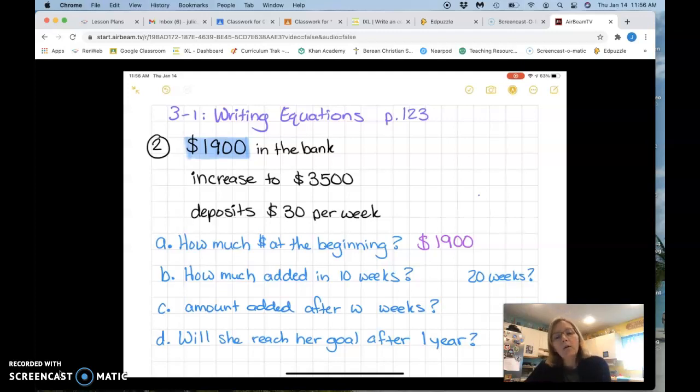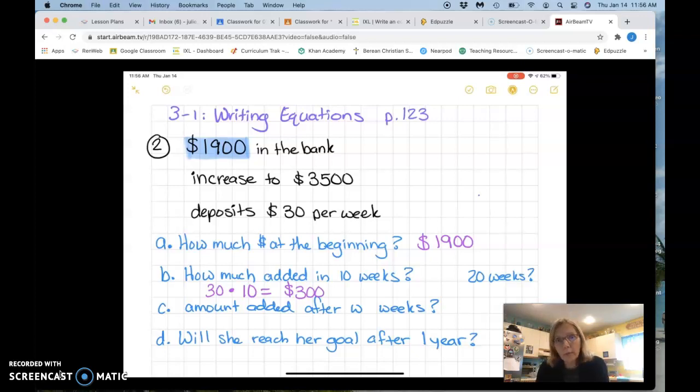Now it asks, how much will she add to her account in 10 weeks? So how much is she adding per week? $30 times 10 weeks. And 30 times 10 is going to be 300. And remember, we're talking about dollars, so we're always going to put our dollar sign on there. So in 10 weeks, she's going to add $300.